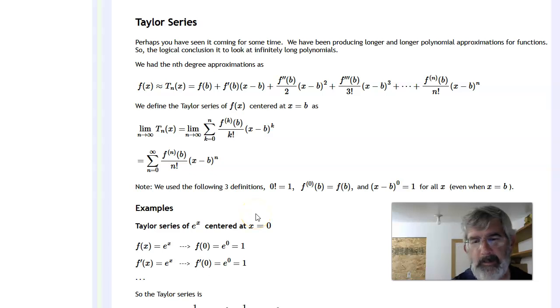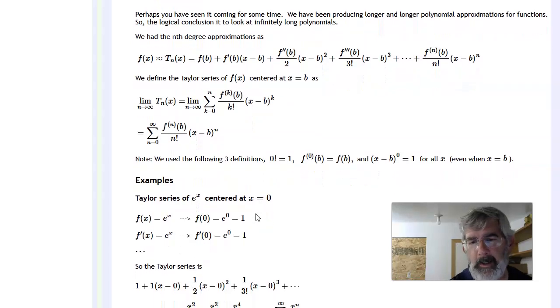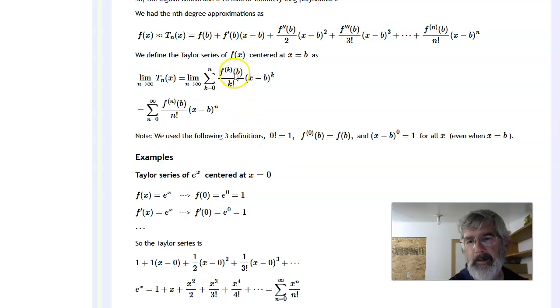Let's do some examples and calculate some Taylor series. I need to calculate a lot of derivatives, right? Because every single one of these terms is a derivative, some derivative of the function evaluated at the point I'm interested in, and then dividing by n factorial, whatever. Here we go. So let's do e to the x, and I'm going to center it at x equals 0.